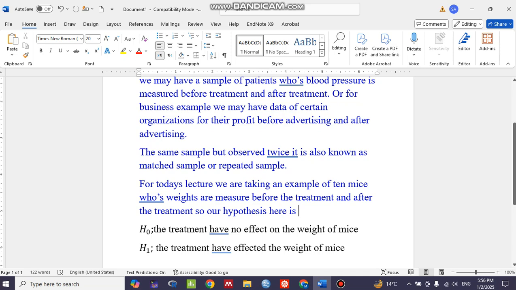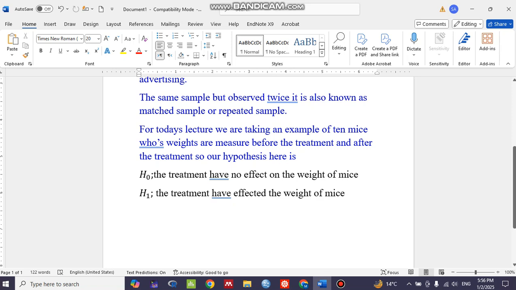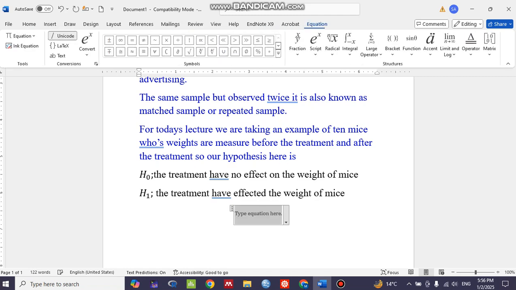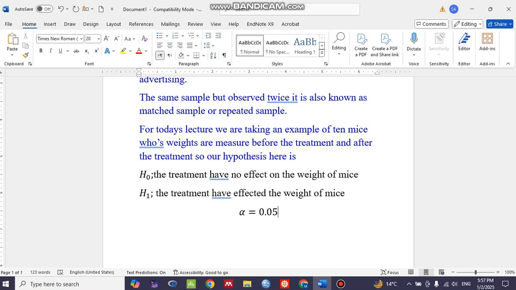So in this case, our null hypothesis is that the treatment has no effect on the weight of mice, means the weight of mice is the same before the treatment and after the treatment. And then the alternative hypothesis is that the treatment has affected the weight of mice, means the weight of mice has changed after the treatment. So the next step is usually specification of alpha. So here I am going to take alpha 0.05, also known as the level of significance.